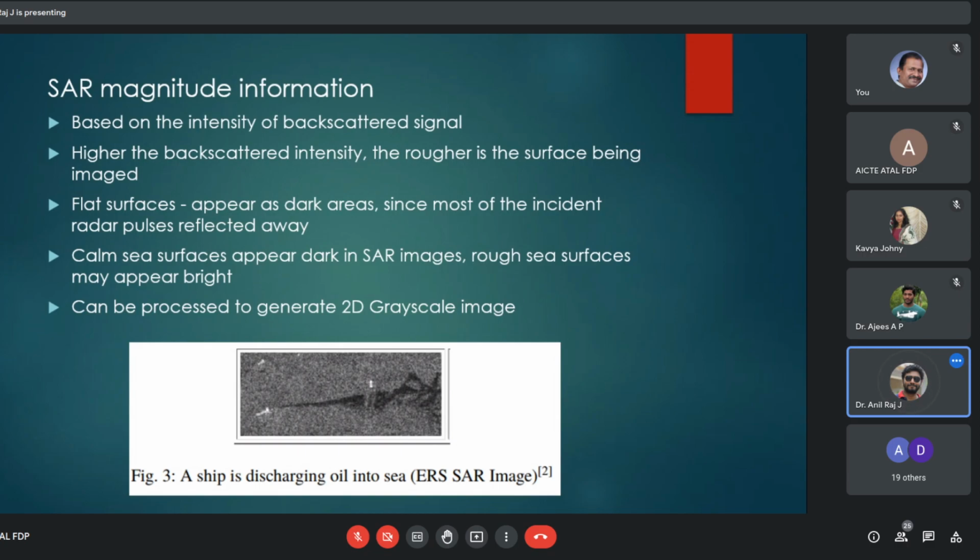This is a ship. The ship is a rougher area, so most of the signals are backscattered and collected by the SAR sensor. So that area appears a little brighter, and the ship is discharging some oil into the sea. On these flat surfaces the signals get lost, appearing as a black ring. This is the way of interpreting a SAR, or synthetic aperture radar, signal.